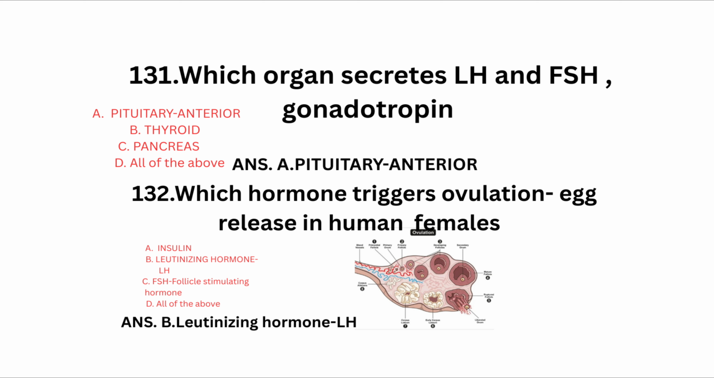132, which hormone triggers ovulation, egg release in human females? A, insulin. B, LH or luteinizing hormone. C, follicle stimulating hormone. D, all of the above. Answer is luteinizing hormone.